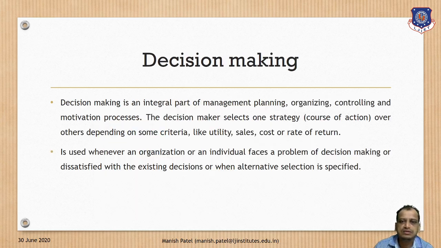Now, what is the method? It is an integral part of the management, planning, organizing, controlling, and motivation process. It is an integral part. OR is also known as decision science in some way, or management science. Recent trending words like machine learning, artificial intelligence, data science, they all have decision theory in their curriculum. So it is an important topic in this curriculum.